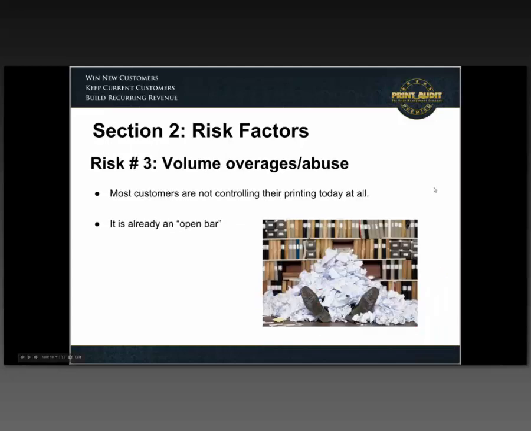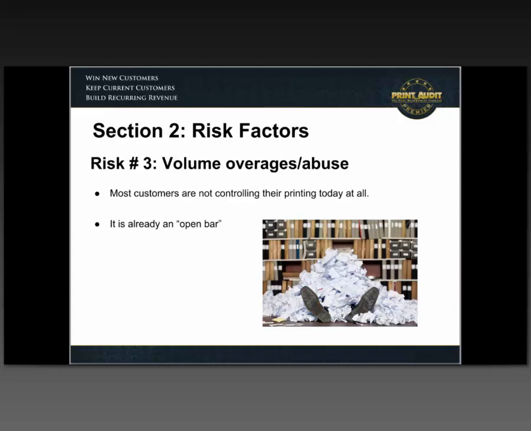Another risk that was brought up by dealers is just volume overages and abuse. In other words, if you have the ability to print in a flat rate model, and it's not dependent on how many pages that you're doing, then why not print everything? And most customers that I've spoken with doing assessments over the last 6 years have all said categorically that the bar has already been open.